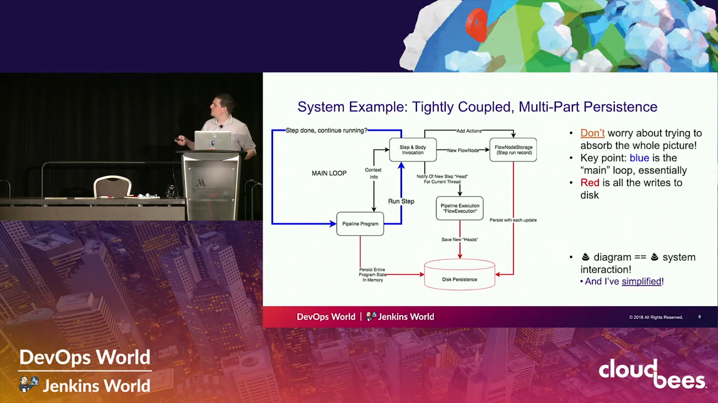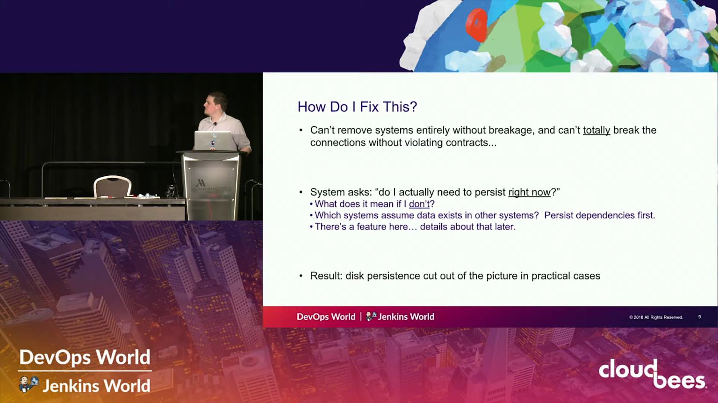All right, so what can we do to fix that in this case? First, we can't actually get rid of any of these systems because they do something critical. And we can't kill those connections because they do need to save sometimes. Otherwise, we're violating the promises we've made with Pipeline to provide resumability. But what we can do is ask the question: do I really need to write in this one particular case every time we trigger a write?